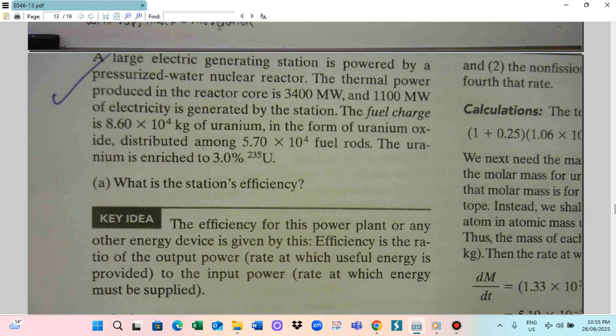The fuel charge is 8.4 x 10^4 kilograms of uranium in the form of uranium oxide. The uranium is enriched to 3% uranium-235. So what is the station efficiency? The uranium needs to be enriched to 3%. 3% enrichment can only produce nuclear energy, but it cannot produce a bomb. Bomb production needs more enrichment: 50% or 100% enrichment is when it can produce a nuclear bomb.